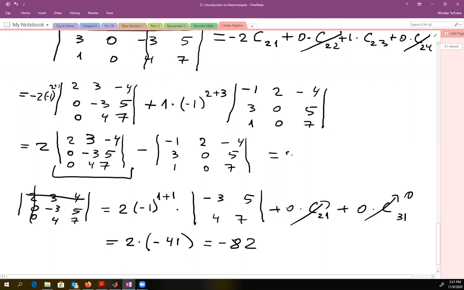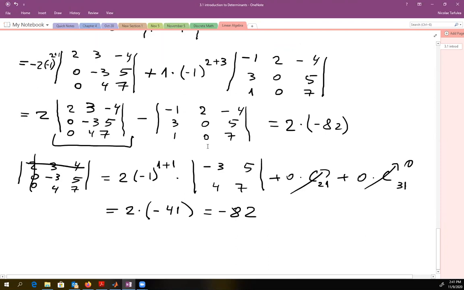All right, so I have 2 times negative 82. And now the last, how should I compute the second determinant? This determinant. What row or column should I use? I mean, what would be the most advantageous? Usually it's helpful for computing the determinant of a matrix if the row or column you use contains zeros, right? So that leaves us with this.